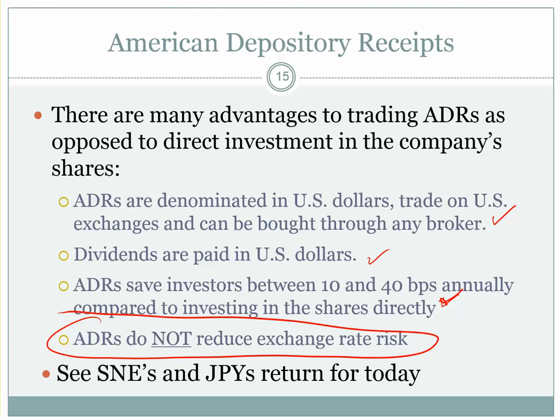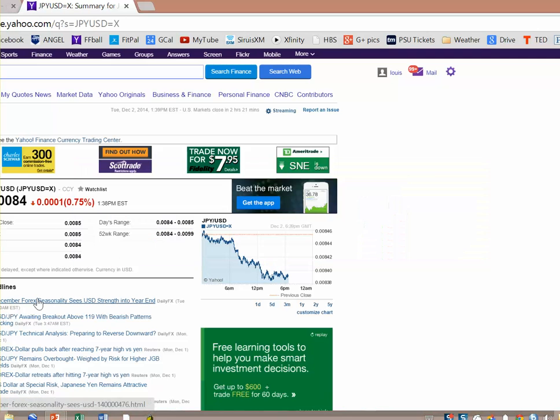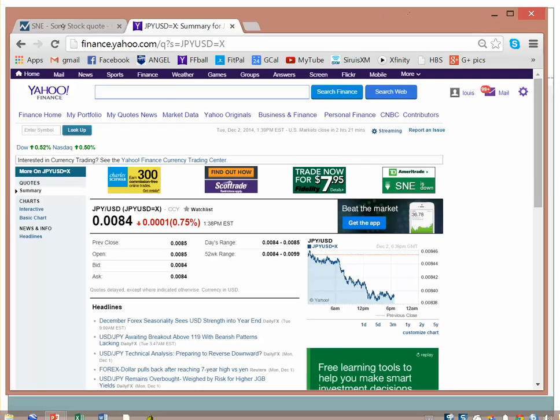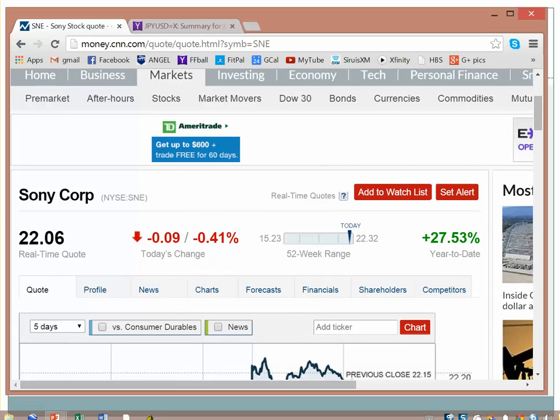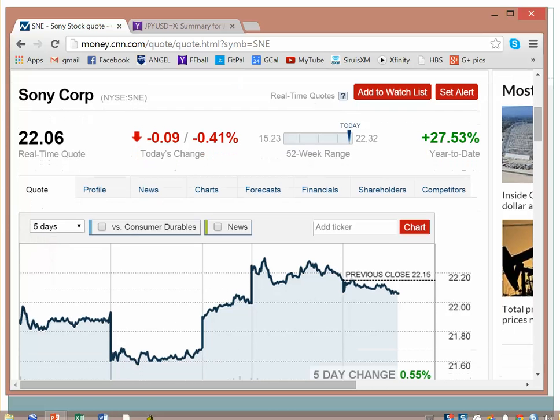Now, for example, let's take a look at the Sony ADR. A Sony ADR is called SNE. That's the stock symbol. It trades on the New York Stock Exchange, and you can see the price is $22.06. So I can call my broker and say, give me a share of SNE, and you'll be charged $22.06, assuming that's, say, the asking price of the stock. And if any dividends are paid, you'll receive those in dollars, and when you sell the stock, you'll receive dollars.